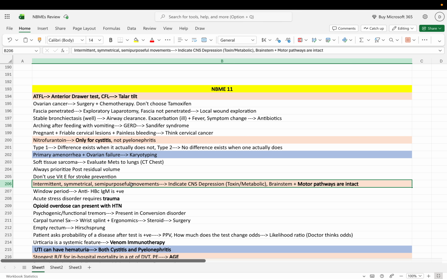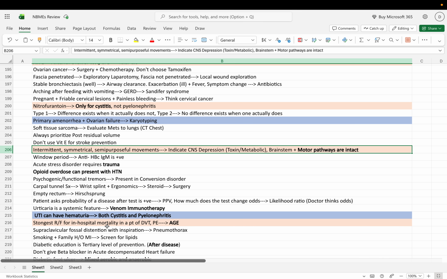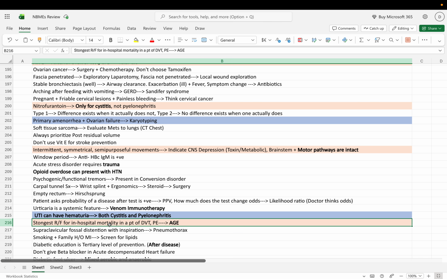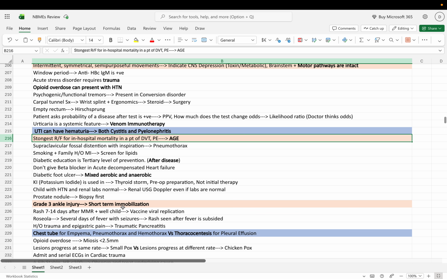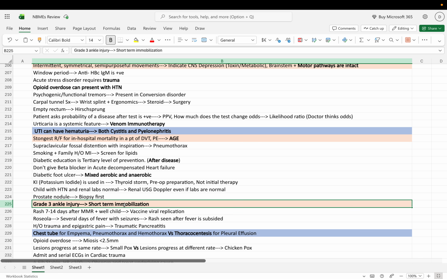Intermittent symmetrical semi-purposeful movements. If these terms are given in the question, it clearly indicates some toxicity. Motor pathway and brainstem pathways are intact. Strongest risk factor for in-hospital mortality in a patient with DVT and pulmonary embolism is age. If the patient presents with grade 3 ankle injury, do short-term immobilization.